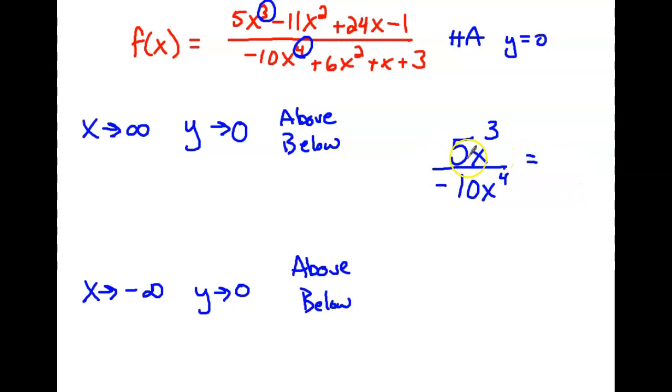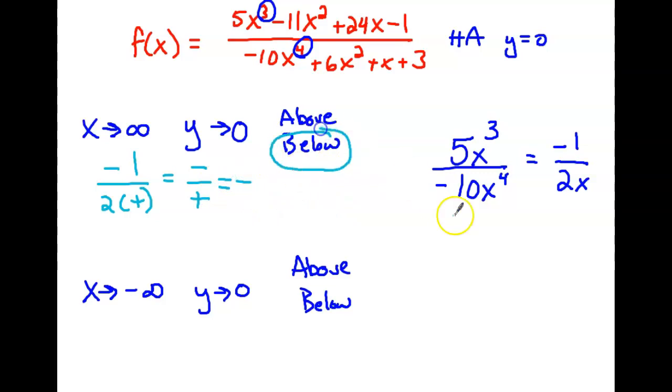If we simplify that, we get 1/2, but it's negative. So you can write it as negative 1 over 2x, right? Because 3 minus 4 puts an x in the bottom. All right, so if we plug in a large positive number, so watch, negative 1 over 2 times a positive gives me a negative up top, a positive on the bottom, so we get a negative. That means that as x approaches infinity, the graph approaches the horizontal asymptote at 0 from below 0. So like that, basically. Okay?